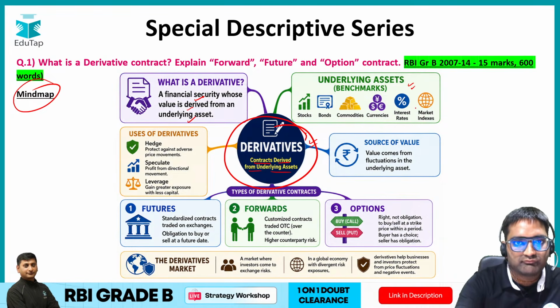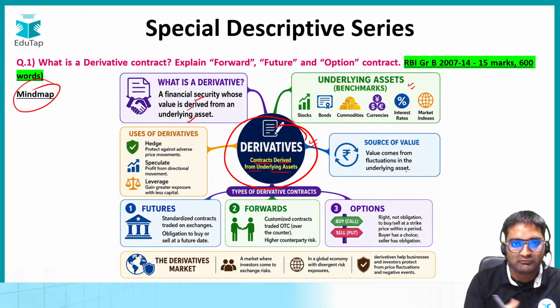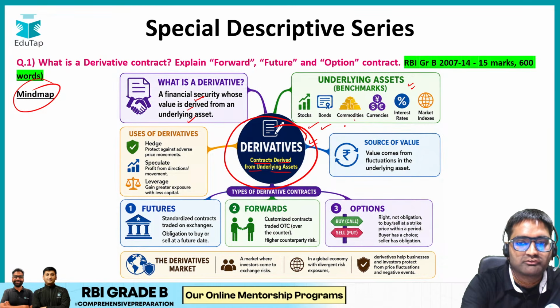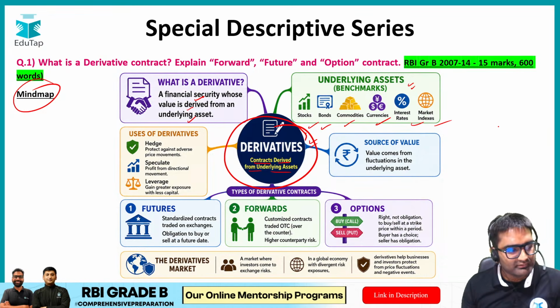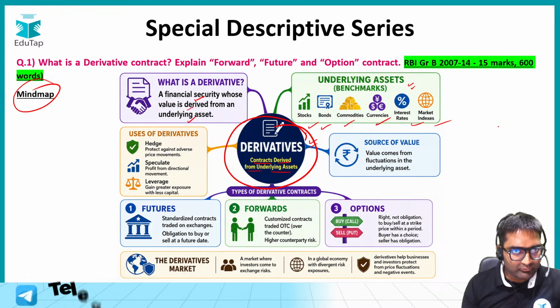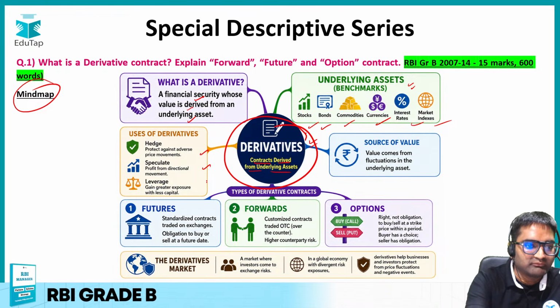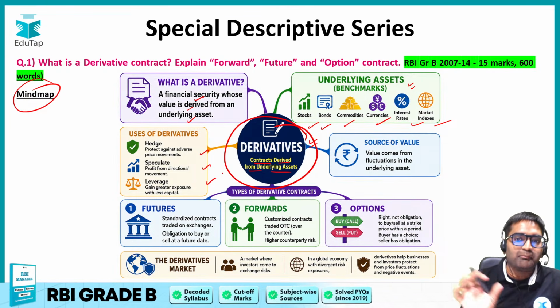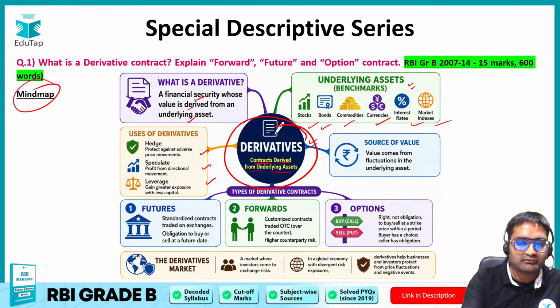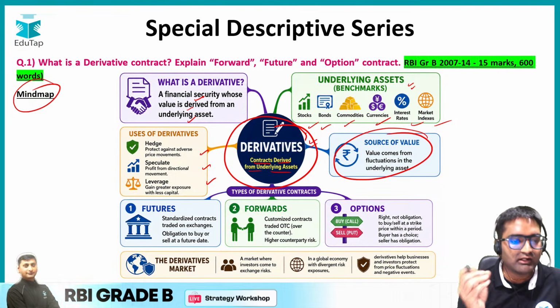Underlying asset, you will be mentioning what kind of underlying asset: stock, bonds, commodities, currency, interest rates, market indices. Already I have told you about this. Now you will move towards describing the uses of the derivatives, like you can go for hedging, speculation, and then leverage. Apart from this, as I already told you, the value of the derivative depends upon the value of the underlying asset.